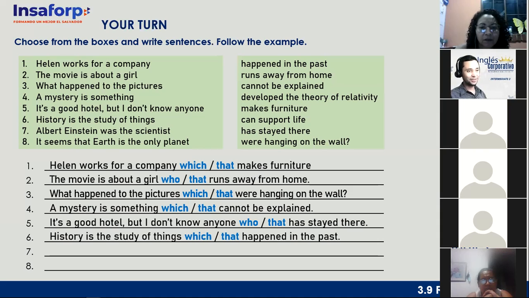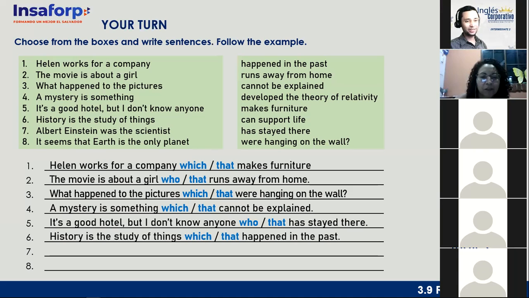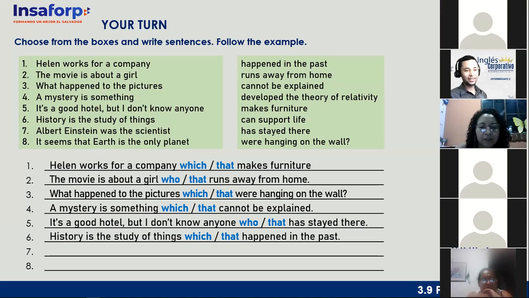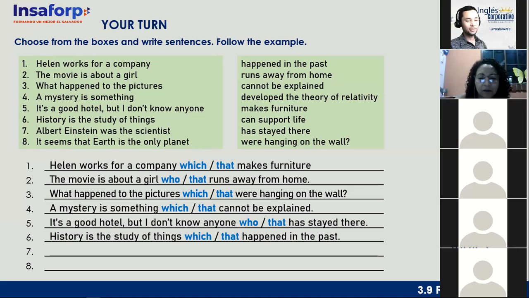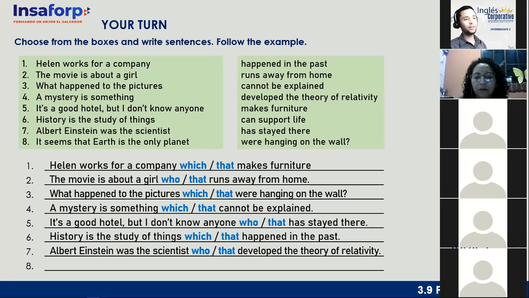¿Quién más me estaba levantando la mano? Se me olvidó quién era. Alguien más me levantó la manita. Okay, Sandra, number 7. Albert Einstein was the scientist who developed the theory of relativity. Okay, good, thank you very much.